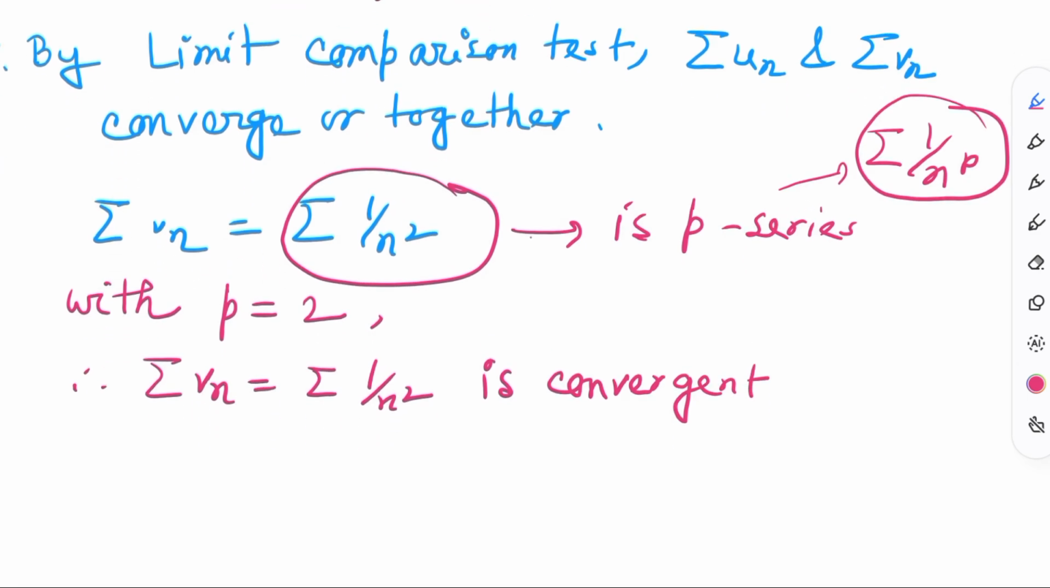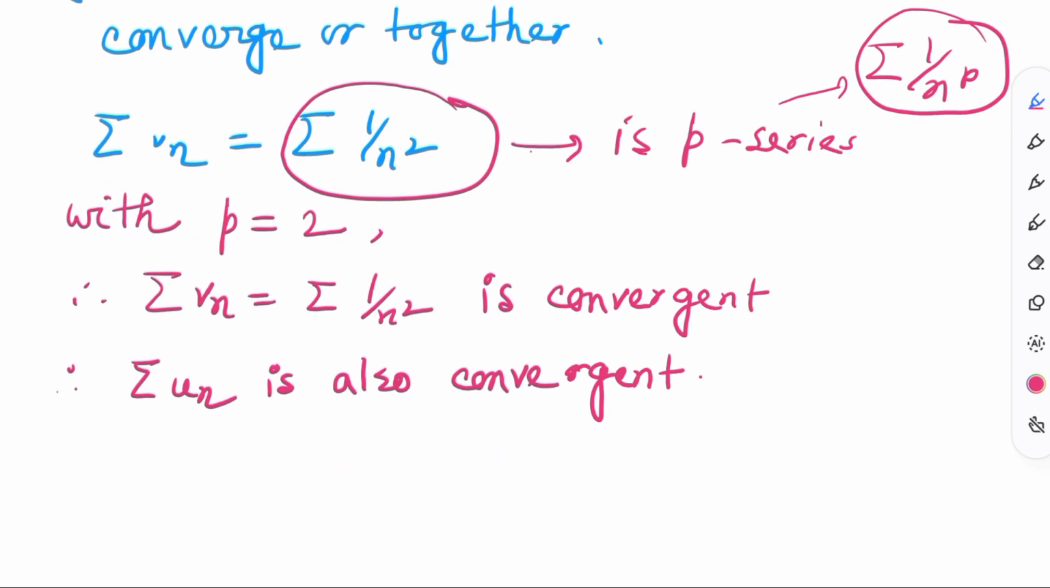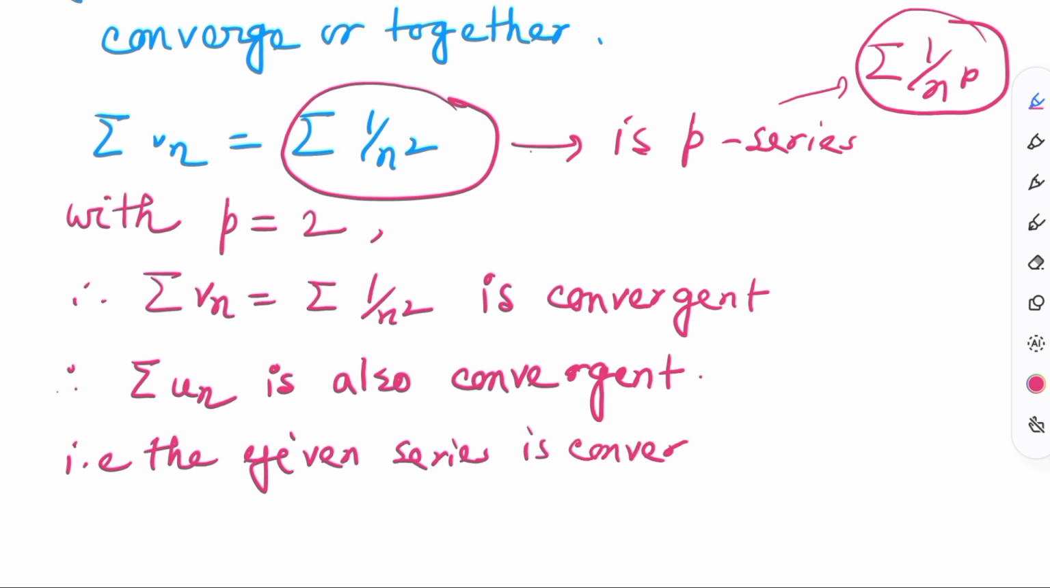And therefore, by the result of the limit comparison test, we can say summation un is also convergent. That means the given series is convergent. So this will be the answer. That's it.